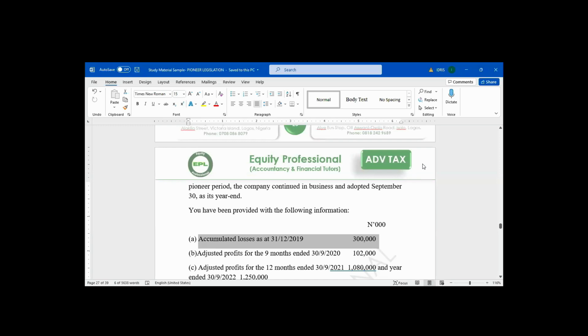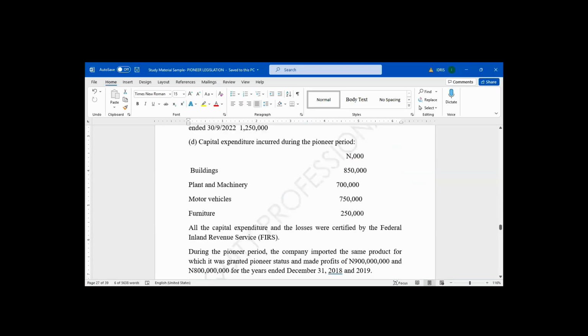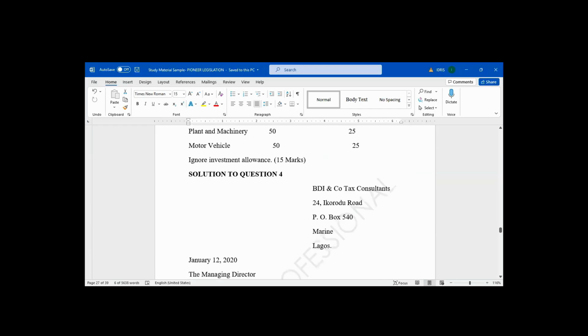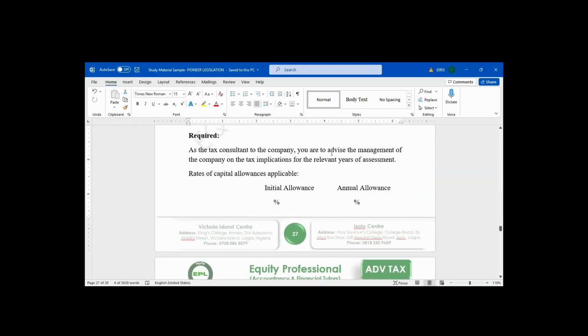In this question, you are not asked to compute the tax liability. You are asked to write to advise the management of the company. Your answer must be in form of advice, though you are going to compute the tax liability too. But your tax liability is a working note to your advice. They say as a tax consultant, what does that mean?